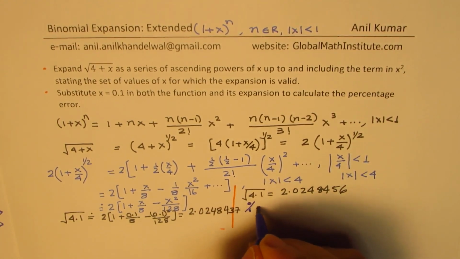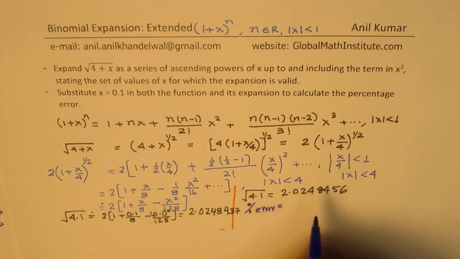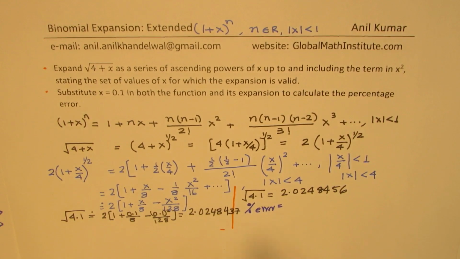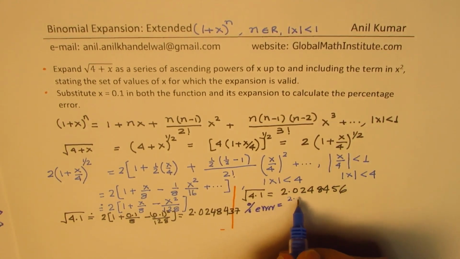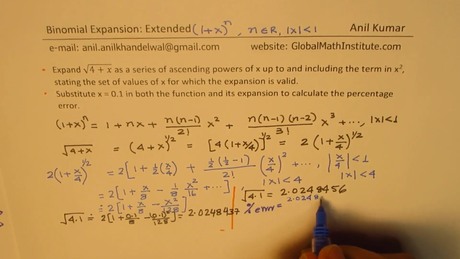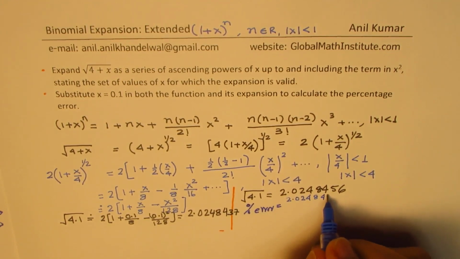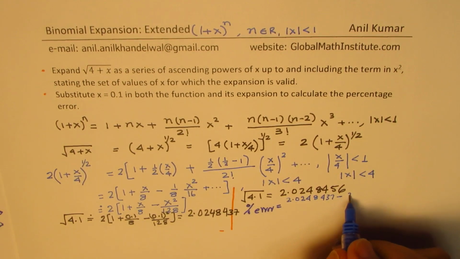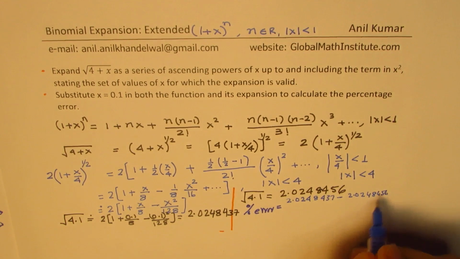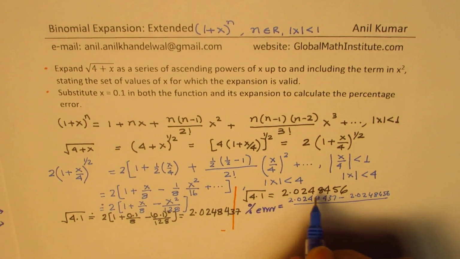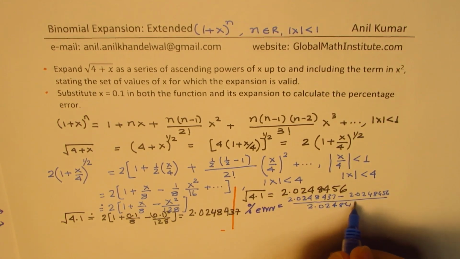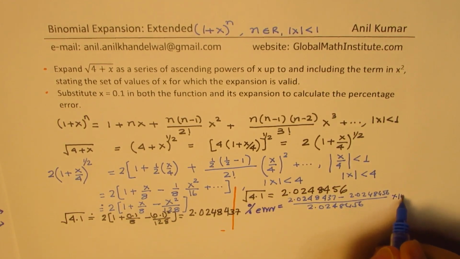So what is the percentage error? Percentage error will be the difference of these two values. So the difference will be 2.0248437 minus 2.0248456, divided by the actual value, which is 2.0248456, times 100, correct?